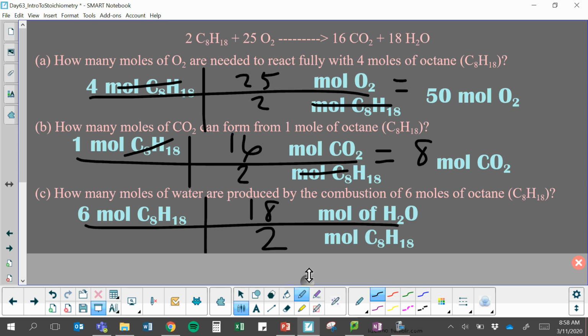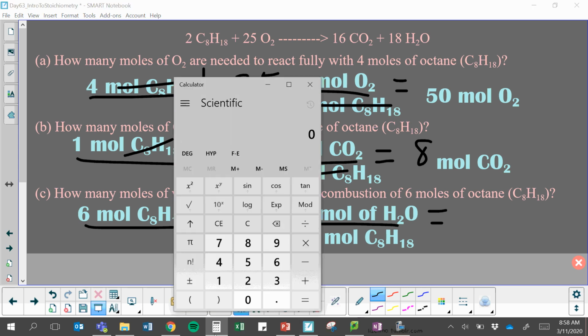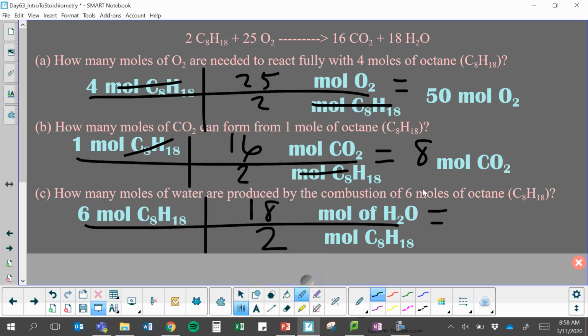So 6 times 18 divided by 2. 54. But notice we only have 1 sig fig, so we're actually going to round this to 50 moles of H2O. Because our units here cancel. And that's what we're left with.